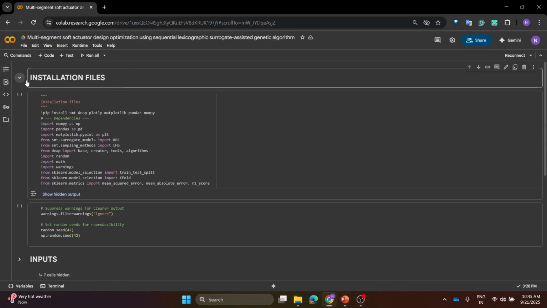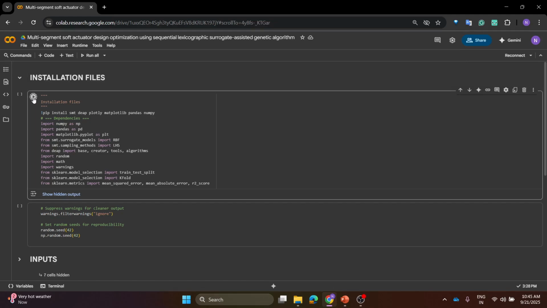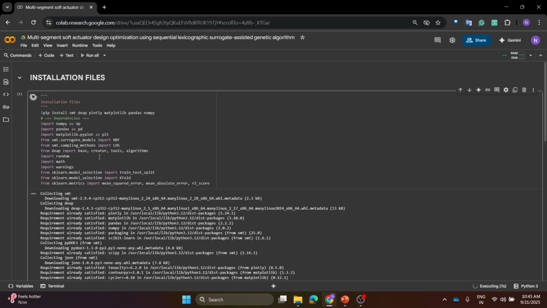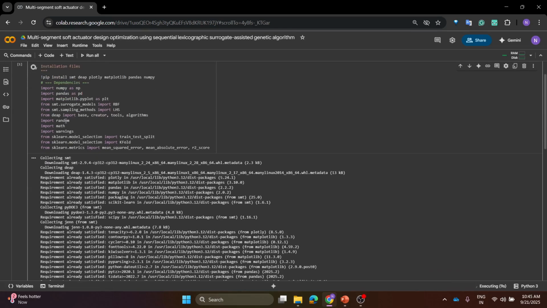Here I have used multiple installation files, like NumPy, Pandas, Matplotlib. The SMT toolbox has been used for the surrogate model, and the DEAP toolbox is used as a rule book for all the things happening within the genetic algorithm. And scikit-learn is used for basic functions like train test split, mean squared error, R2 error, and absolute error.